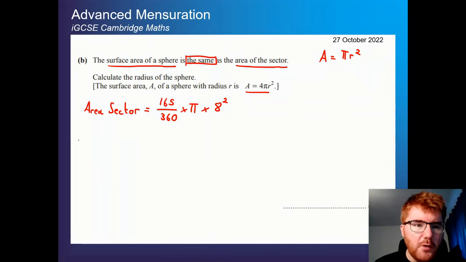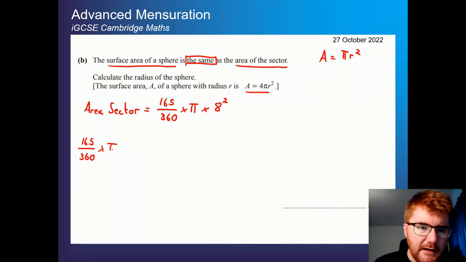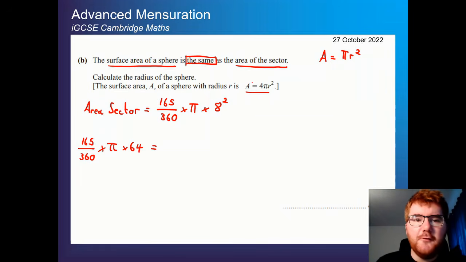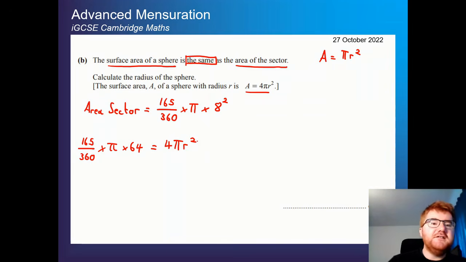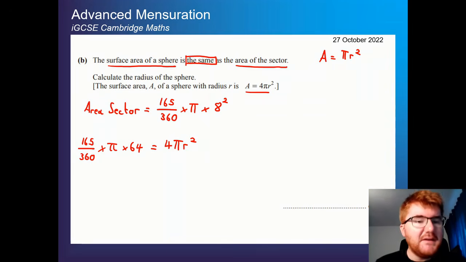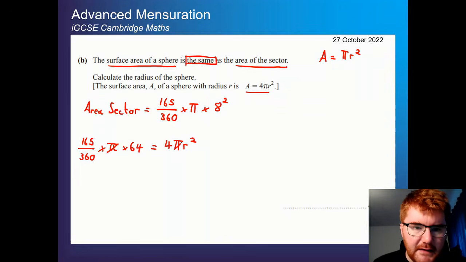So in this case, what we've just worked out, 165 over 360 times pi. Now as I go along, I do like to simplify. 8 squared here is 64. And that's equal to this formula here for the surface area of a sphere. So that's going to be 4 pi r squared. Now, one of the reasons to write this out so formally is that we can actually do some very nice cancellation. So first of all, we have a pi on both sides, so I can cancel the pi. Notice we've got factors of 4 on both sides. So how many 4s go into 4? Well, just 1. How many 4s go into 64?